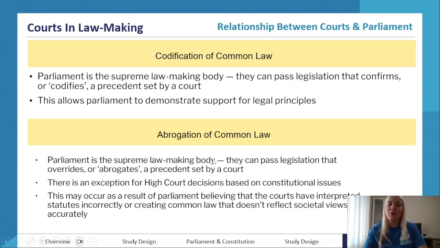The only exception is for High Court decisions based on matters relating to the Constitution. We said the High Court has that power to declare Parliament's laws unconstitutional or ultra vires and immediately declare them invalid. So Parliament cannot override that. That's not within their scope. Everything else, yes, they can abrogate any other common laws. So this usually occurs as a result of Parliament either believing that the courts have interpreted statutes incorrectly and didn't get what Parliament wanted through their statutes, or if they create a common law that does not reflect societal views accurately and is not fair.